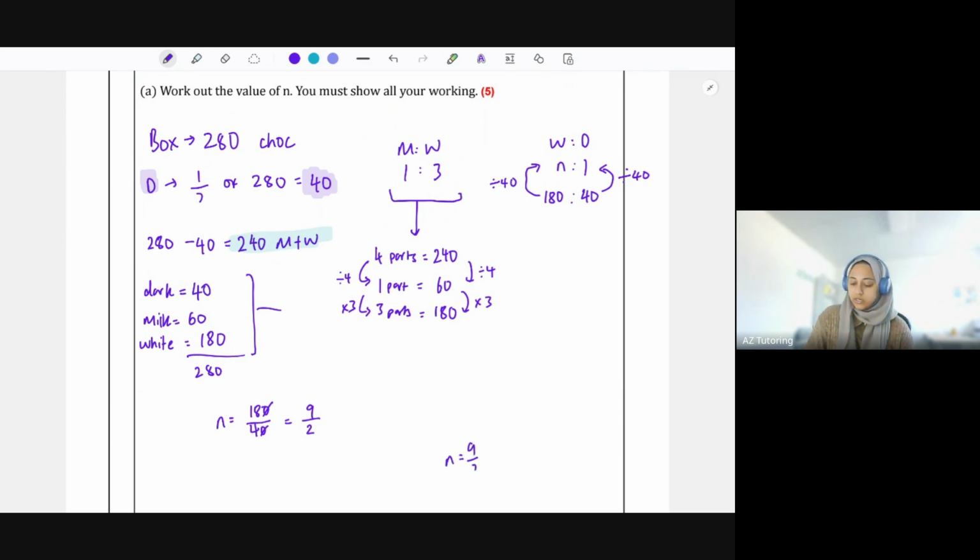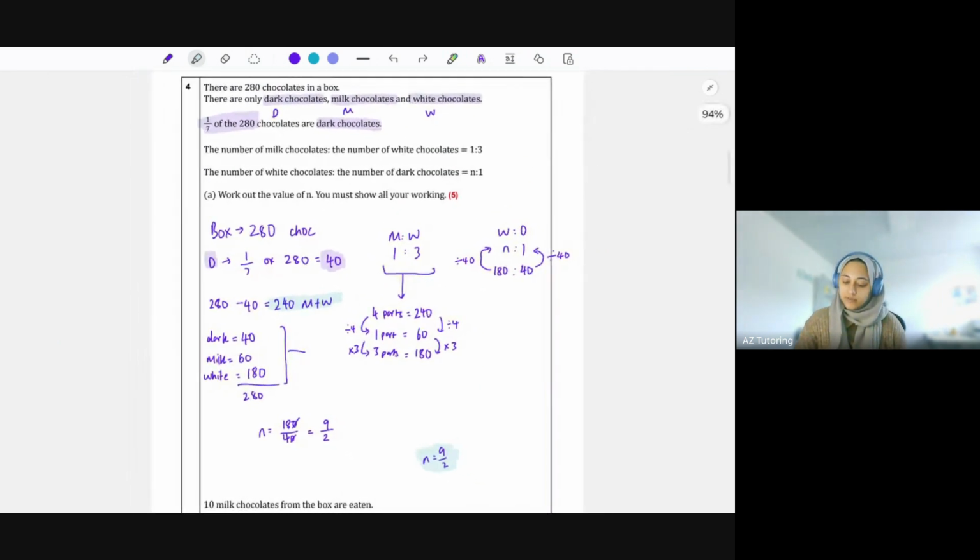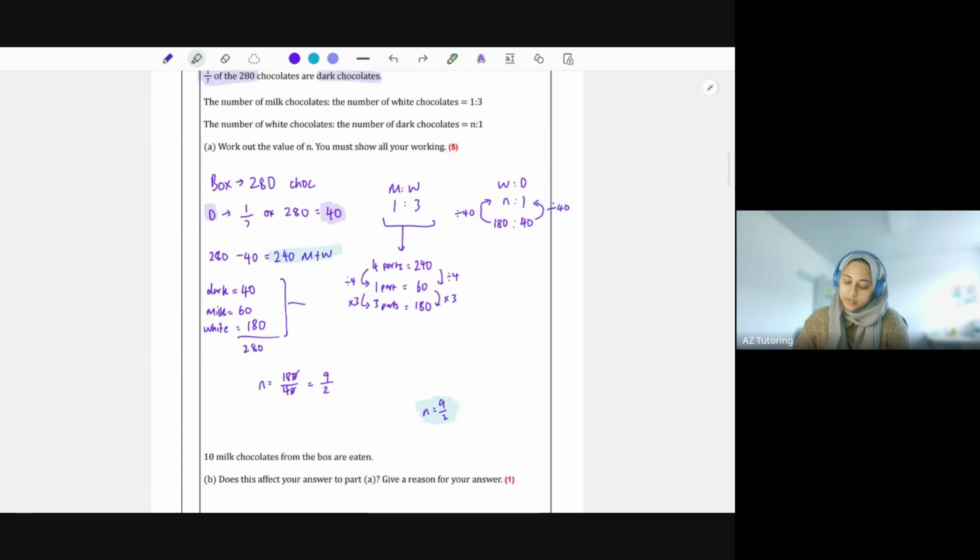And that's how you do that question for 5 marks. I think what you had to realize was for this question, we do not know the number of white chocolates here, so unknown. So we had to use that other ratio somehow. So that's part A for 5 marks, 9 over 2. Or you could write 4.5. You'll still get the marks for that.